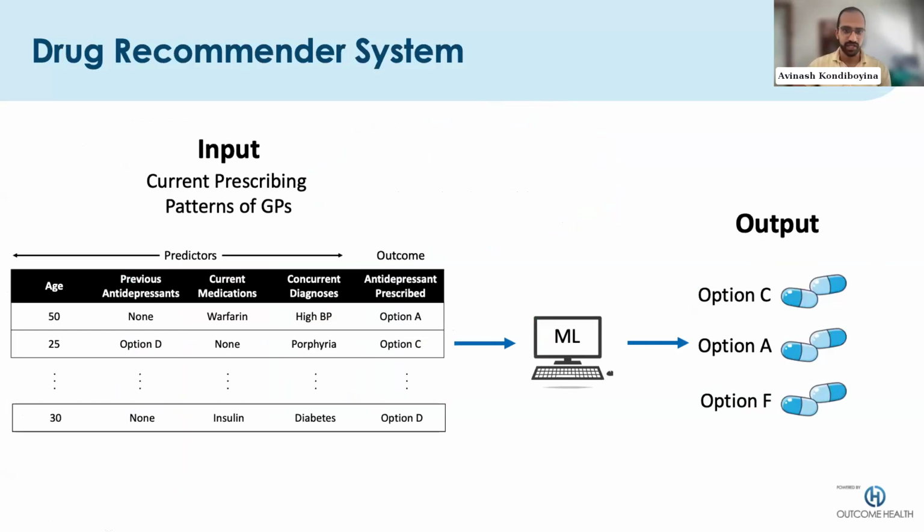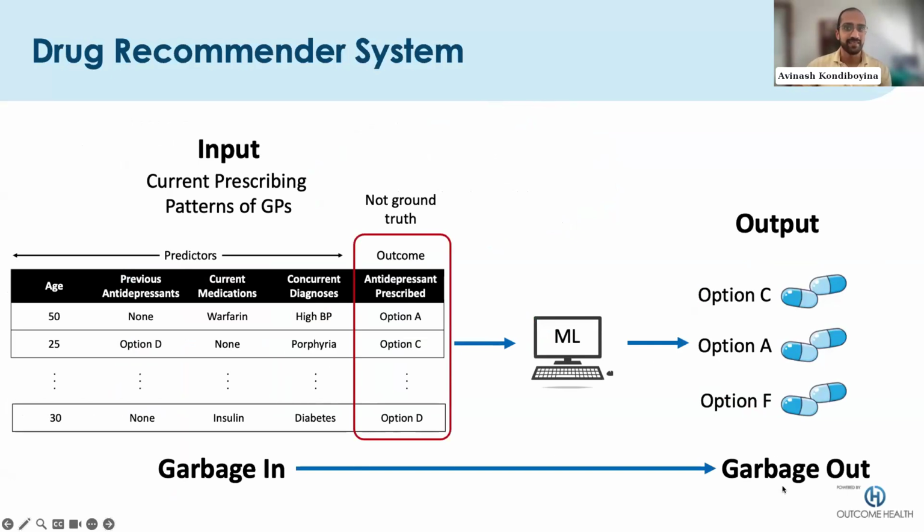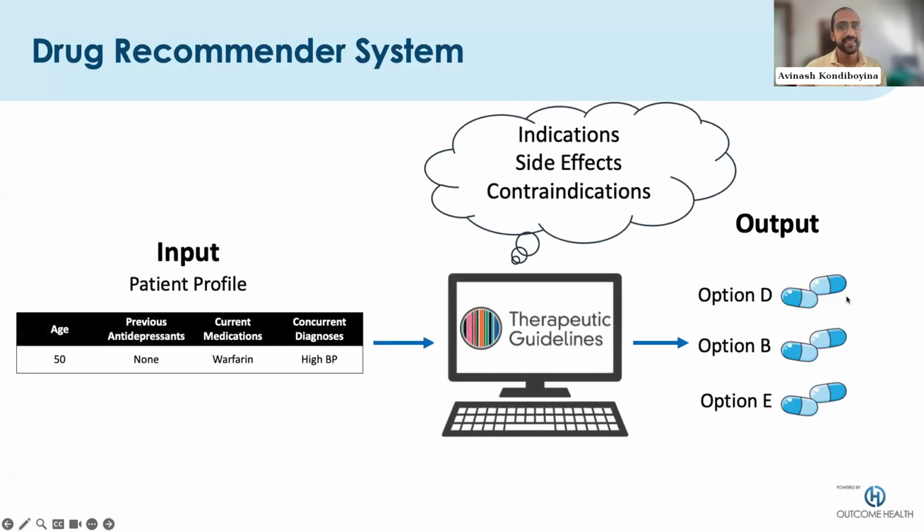What this means for a machine learning model is that the outcomes in our dataset, which is the prescribed antidepressant, was not necessarily the ground truth according to sound medical knowledge. Thus, this was a classic fallacy of AI: garbage in, garbage out. Thus, instead of a machine learning model, Tao built a program that incorporated all of the complex rules for prescribing antidepressants in the therapeutic guidelines.